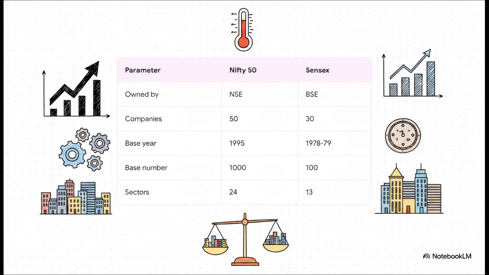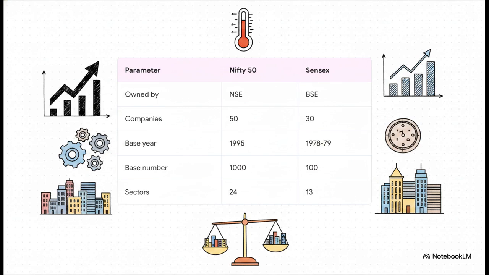But what's the actual difference between them? Well, it breaks down like this. The Nifty 50, which is managed by an NSE subsidiary, represents the top 50 actively traded companies. It covers a really broad 24 sectors, and it's calculated from a base number of 1,000 starting back in 1995.